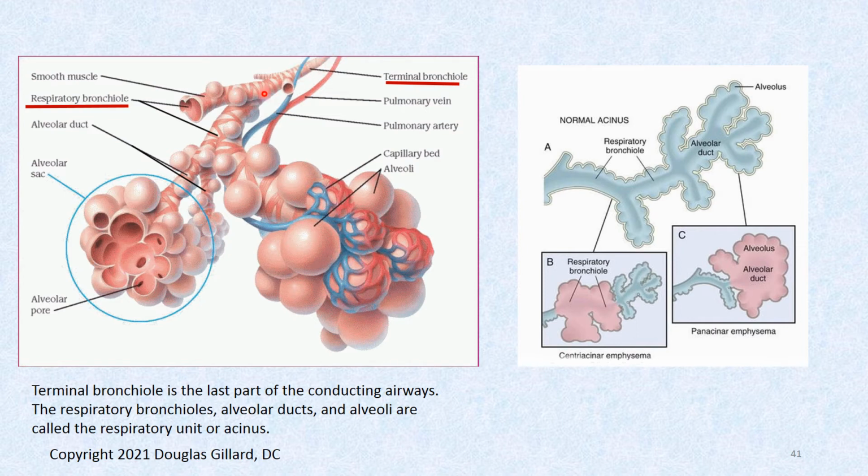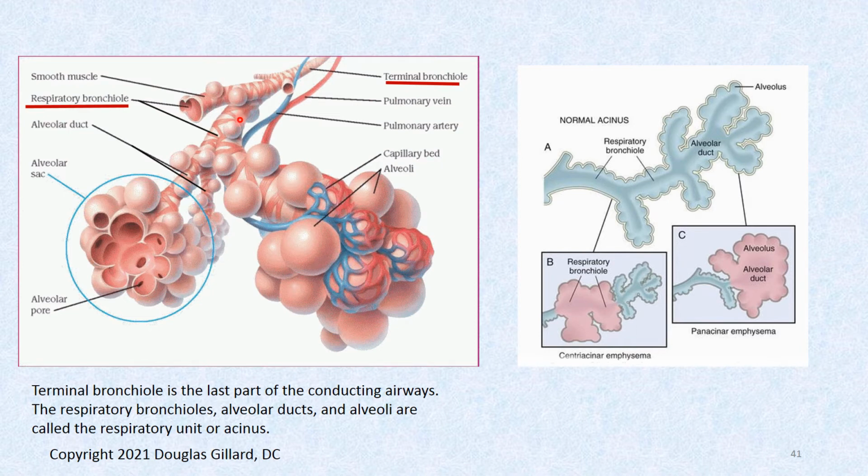And then the terminal bronchiole splits into smaller bronchioles, which are called respiratory bronchioles. Histologically, you can always tell respiratory bronchioles because they have alveoli coming off them. Alveoli don't just appear at the end. So this is part of the acinus, aka the respiratory unit.